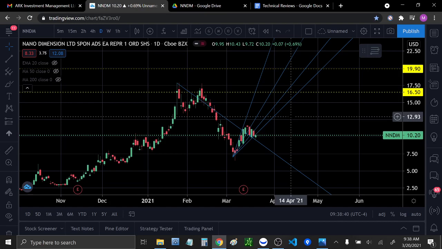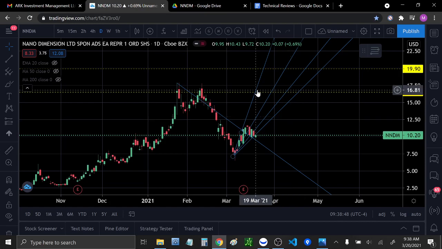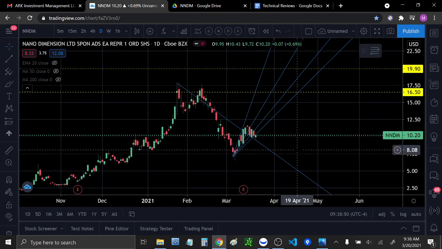So we'll see how it goes. And hopefully this next coming week will be a good week for us, given that the market cooperates. Alright guys, other than that, that's pretty much it.